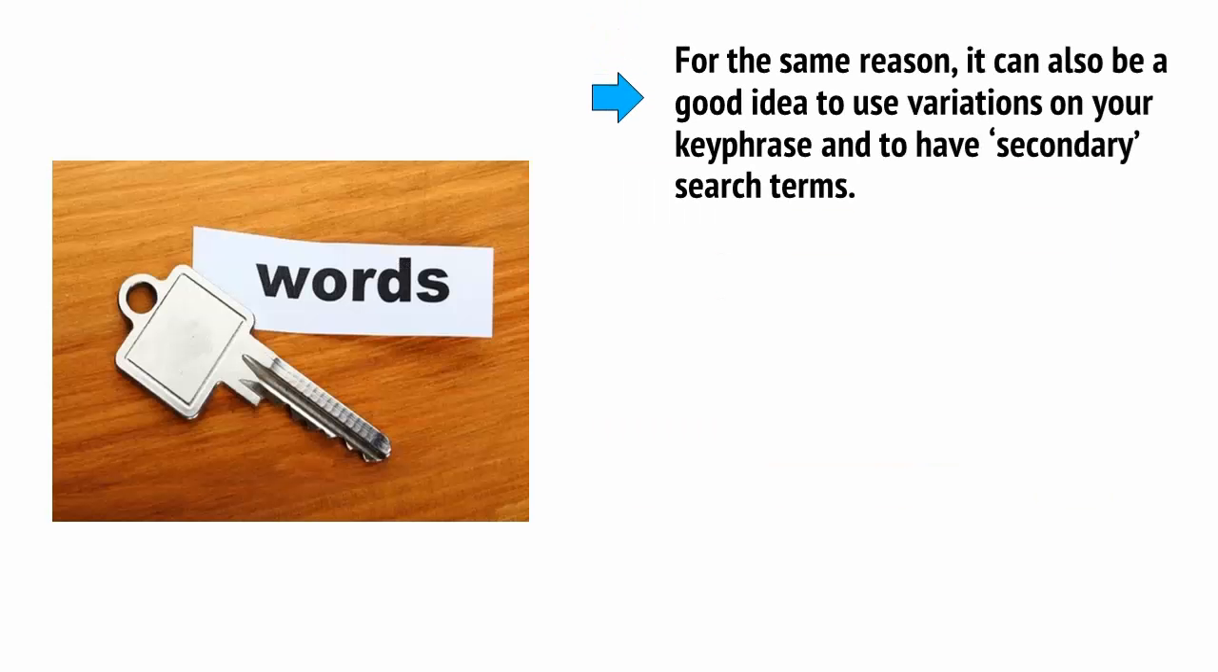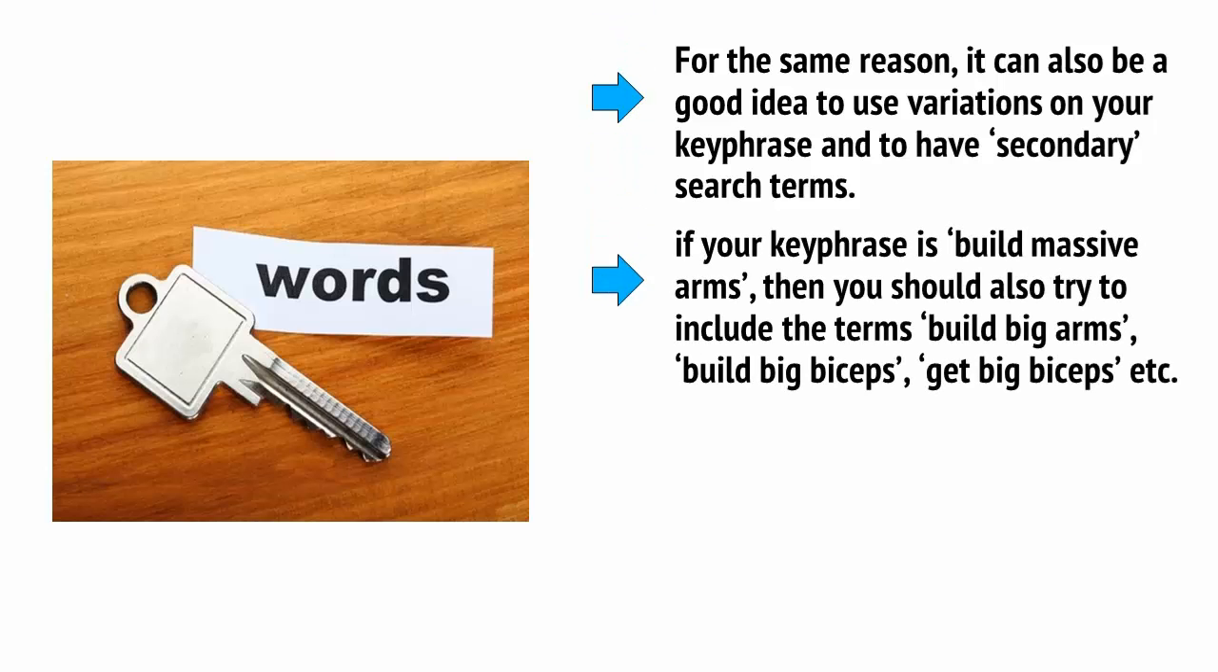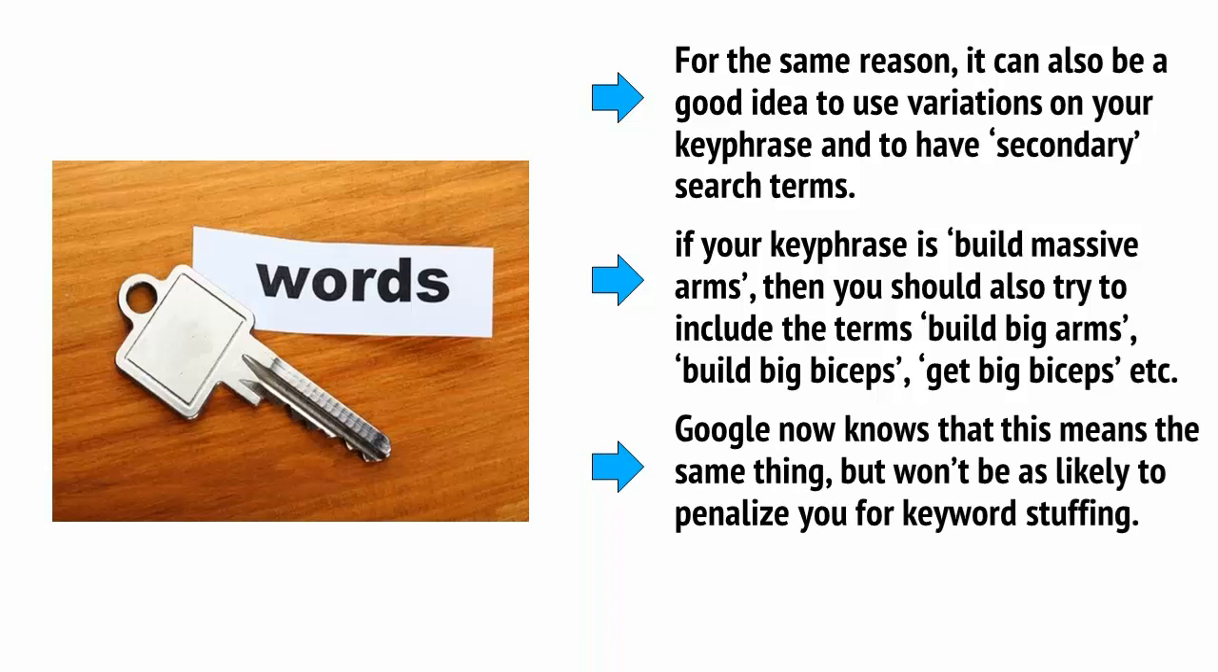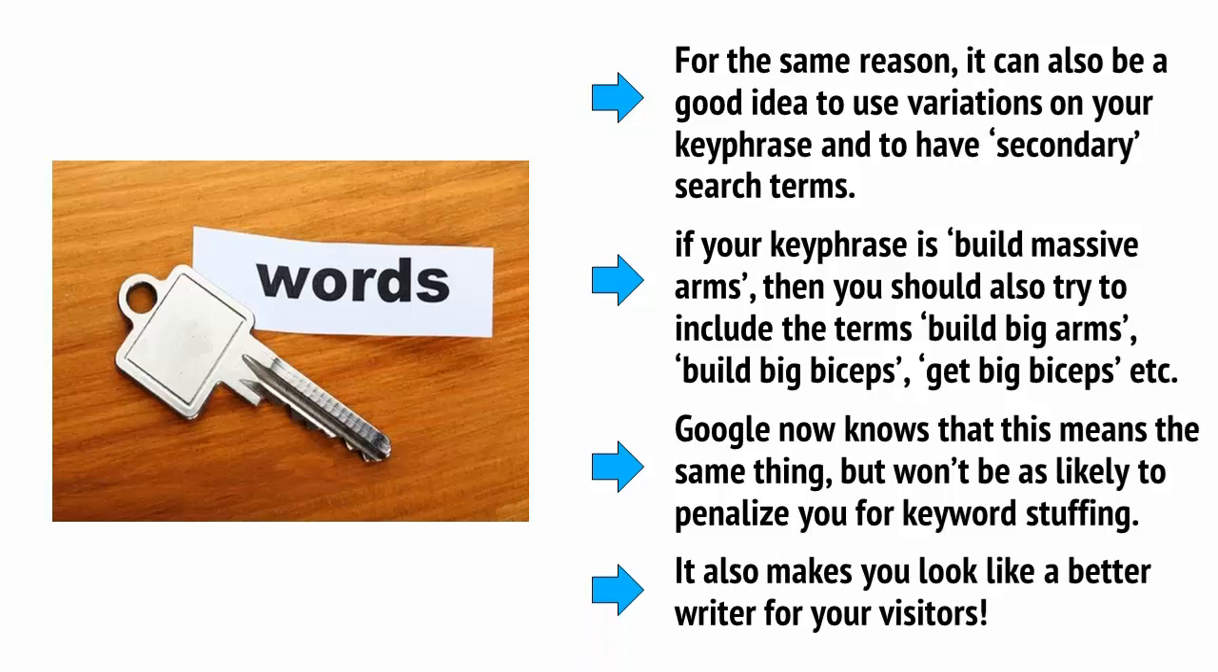And for the same reason, it can also be a good idea to use variations on your key phrase and to have secondary search terms. For example, if your key phrase is build massive arms, then you should also try to include the terms build big arms, build big biceps, get big biceps, etc. Google now knows that this means the same thing, but won't be as likely to penalize you for keyword stuffing. It also makes you look like a better writer for your visitors.